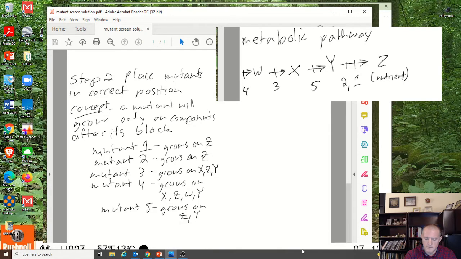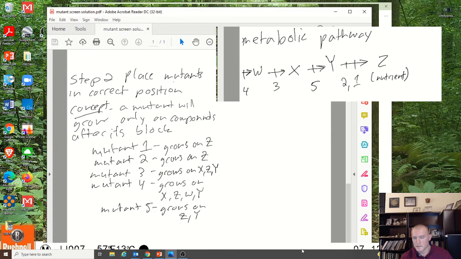is to place the mutants in the correct position based on where they have a block. The block, okay? And the concept, again, it's nice to think about the specific concept. So that first step, again, the concept was the farther down the pathway a compound is, the more mutant cells will grow, right? And so what that step is doing is the order of the compounds. So that's this first step. The second step is to place mutants in the correct position based on where they have the block, right?